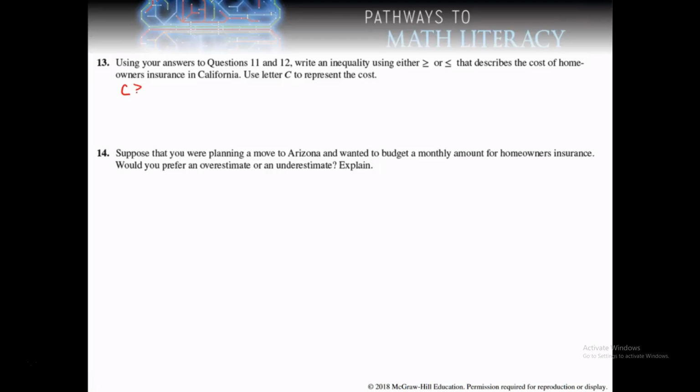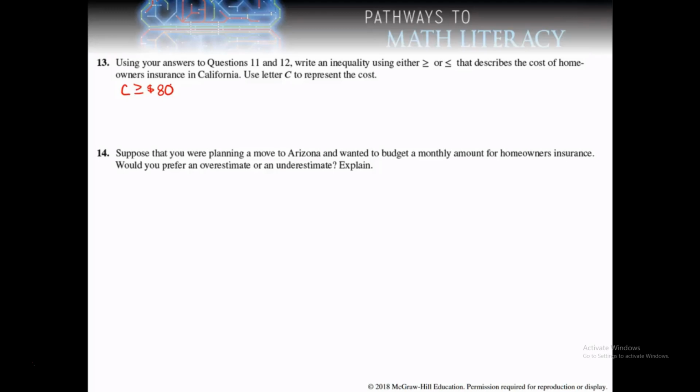In 14, suppose you were planning a move to Arizona and you wanted to budget a monthly amount for homeowners insurance. Would you prefer an overestimate or an underestimate? Well, if you're trying to make a budget, then you probably want to overestimate so that if you're wrong, you have money left over, as opposed to underestimating and not having enough.